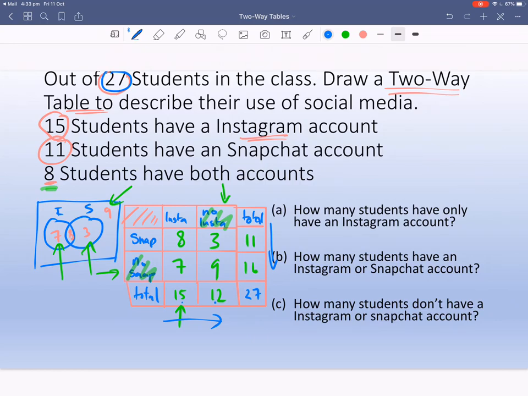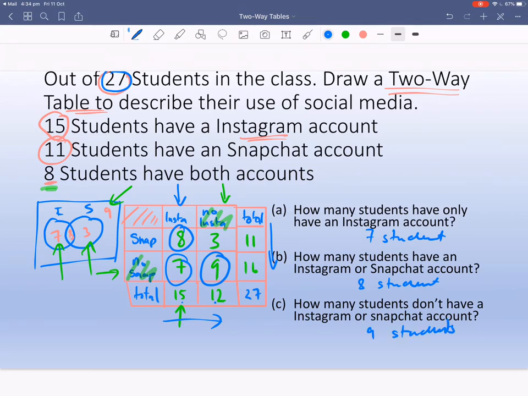Now, once you've got everything correct, you can do so much with the two-way table because it's got every bit of information in there. So how many students have an Instagram account? Well, here we go. Insta is down here. That's 15. Oh, only have an Instagram account. So it means Instagram, no Snapchat, that's 7 students. How many students have an Instagram and Snapchat account? Well, that's really easy. It's this bit in here, so that's 8 students. And then how many students don't have an Instagram or Snapchat account? So that means no Insta, no Snapchat, so that's here, so that's 9 students.